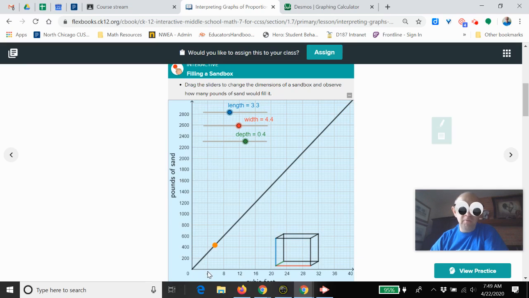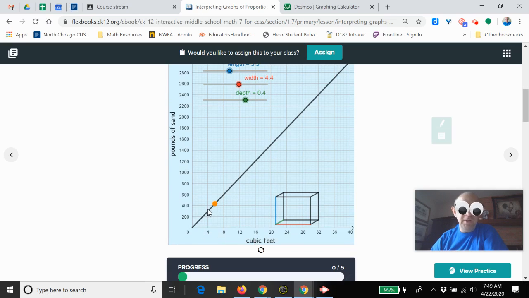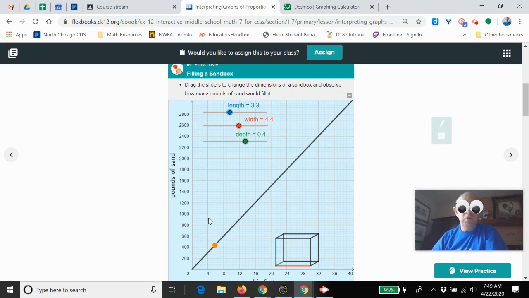So every 4 cubic feet in the sandbox is this much sand. And let's see, 16 cubic feet would be about 1,200 pounds of sand, right? So let's figure this out.